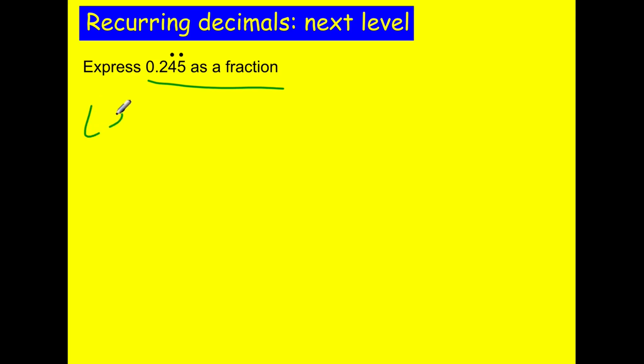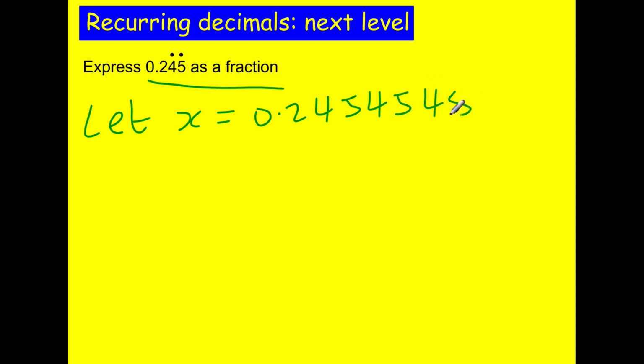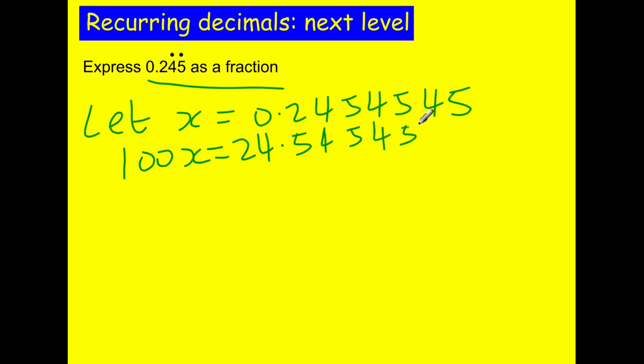So we are going to do exactly what we did before. Let x equal 0.245454545... There are 2 digits repeating, so we are going to multiply by 100, and that's going to give us 24.5454545, etc. I don't have these two the same at the start, but from then on, they will line up in exactly the same way.